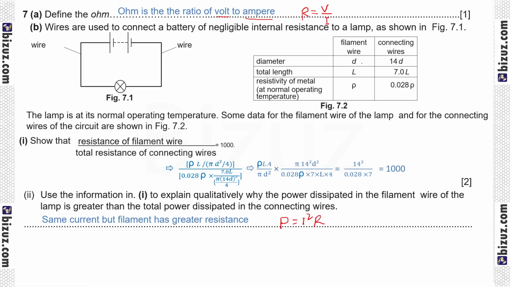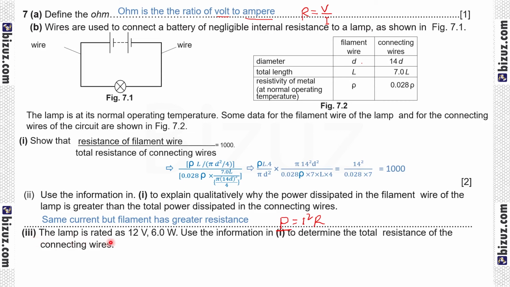Now, in filament wire and the connecting wire, I is the same, but filament wire has the greater resistance. Since filament wire has the greater resistance, the product of I square and R is greater for the filament wire. It means the filament wire has greater power because power is equal to I square R.